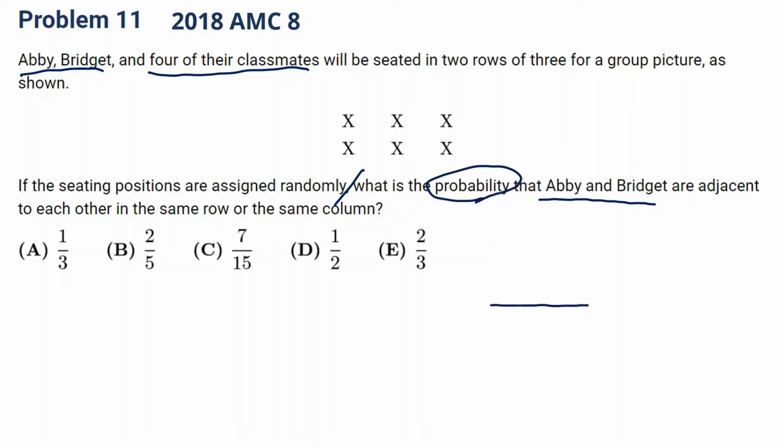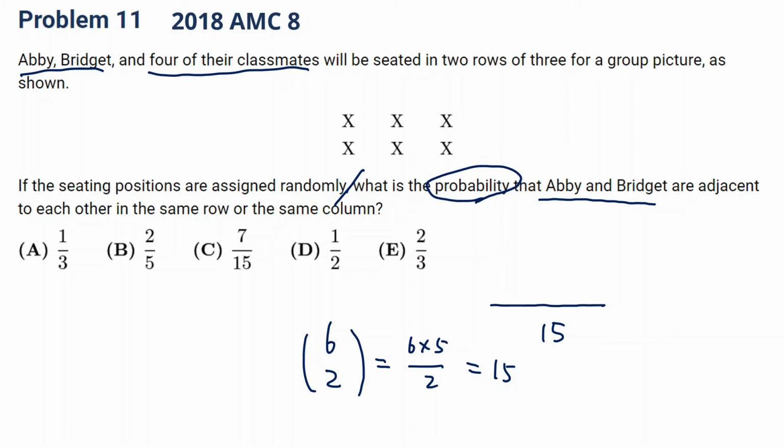So let's first consider the denominator. There are 6 seats, and for A and B, you can choose 2 seats. So choose 2 out of 6 for seats. You have 6 times 5 divided by 2, 15 different choices. So the denominator will be 15.